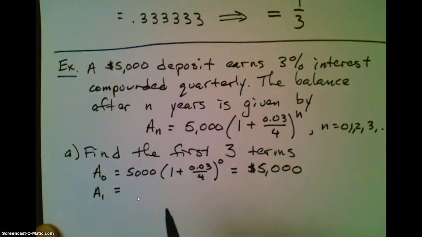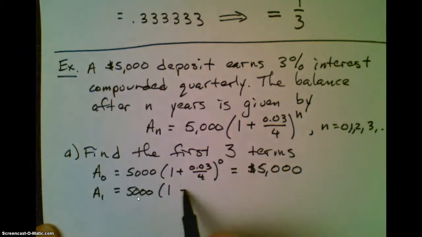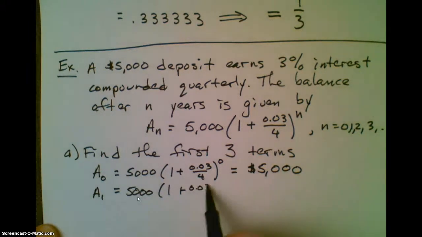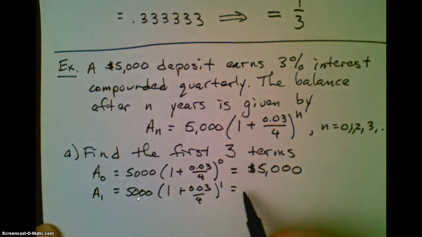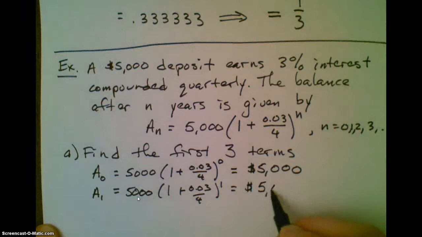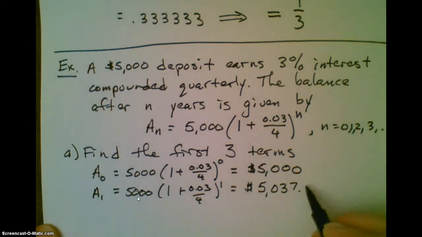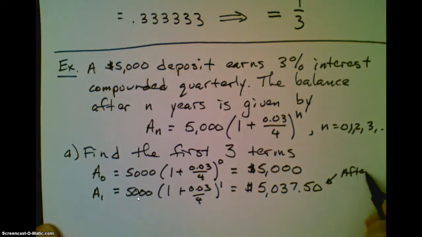A sub 1, that's our next value of n to plug in. We have 5,000 times 1 plus 0.03 divided by 4 raised to the first. Plugging that into the calculator, we should have $5,037.50. And note, since we're compounding quarterly, that's 4 times a year, this is after 3 months.